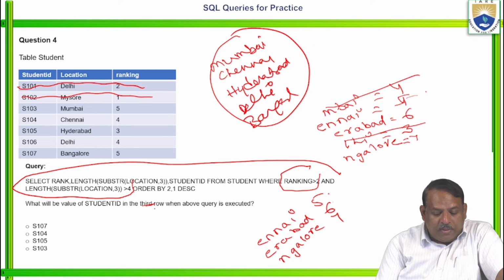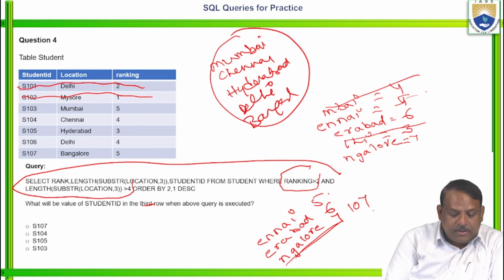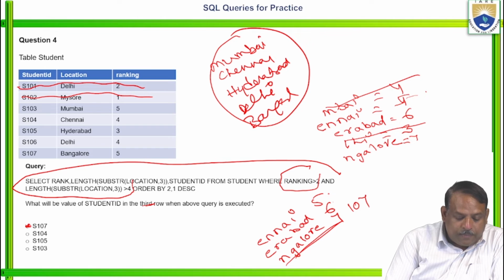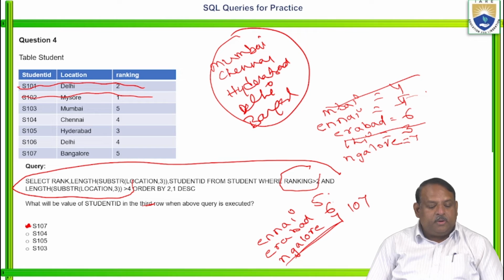Now what is the value in the third row? What is the value in Bangalore? What is the third row here? Bangalore is 107. So the answer is 107. This is how we got the solution as 107.